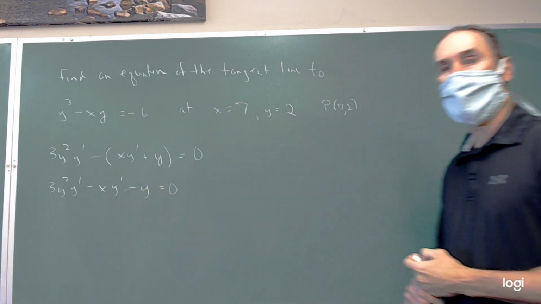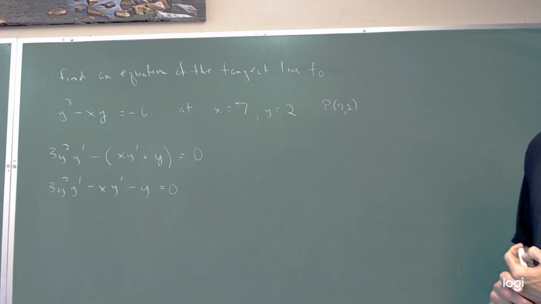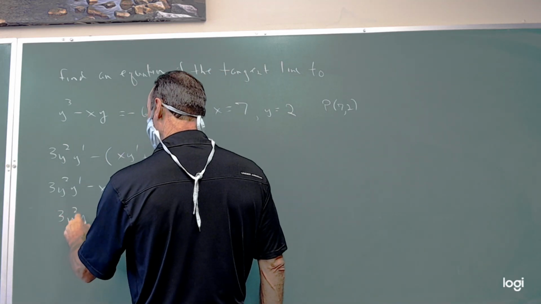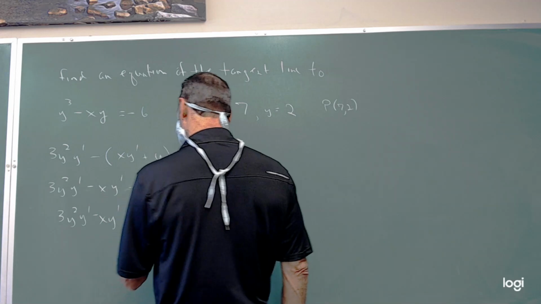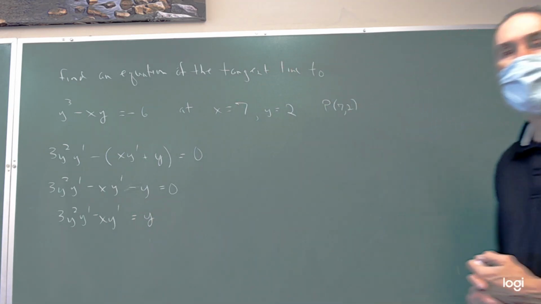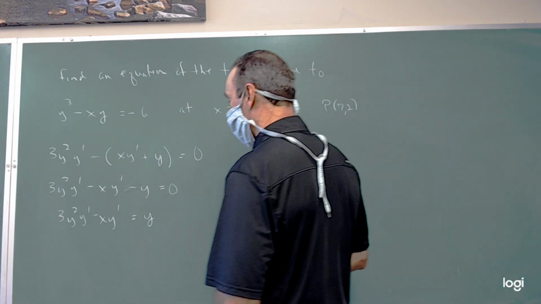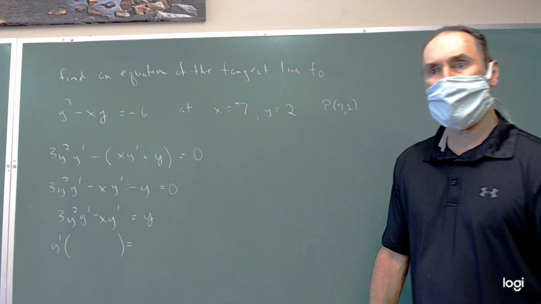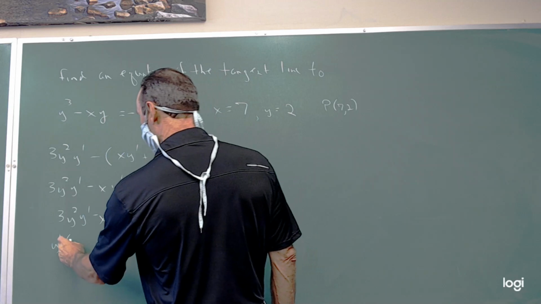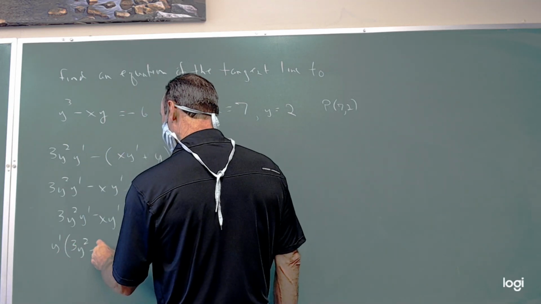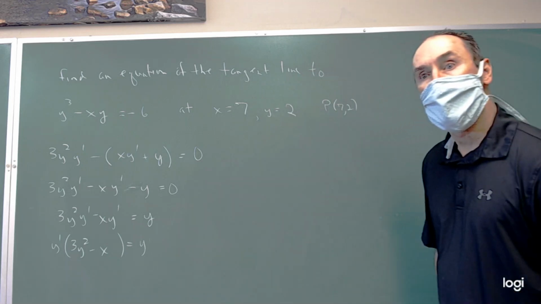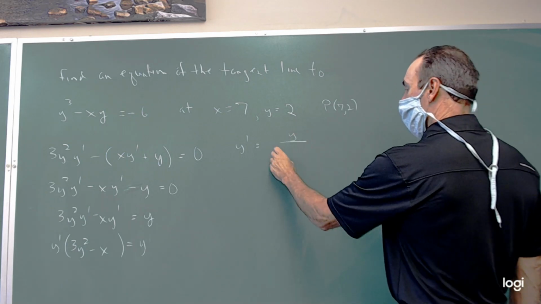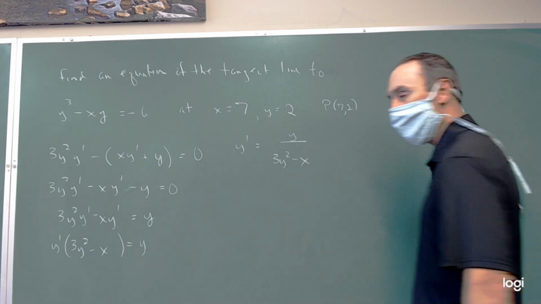You want to keep the y prime terms on one side and move the non-y prime terms to the other side. So we'll keep the 3y squared y prime minus xy prime. We'll add that y to the other side. We can factor out the y prime, which we'll leave behind: 3y squared minus x. Good. So our y prime is going to be y over 3y squared minus x.